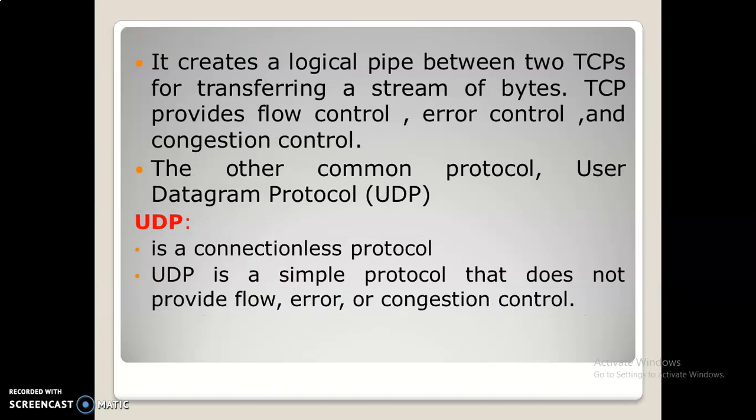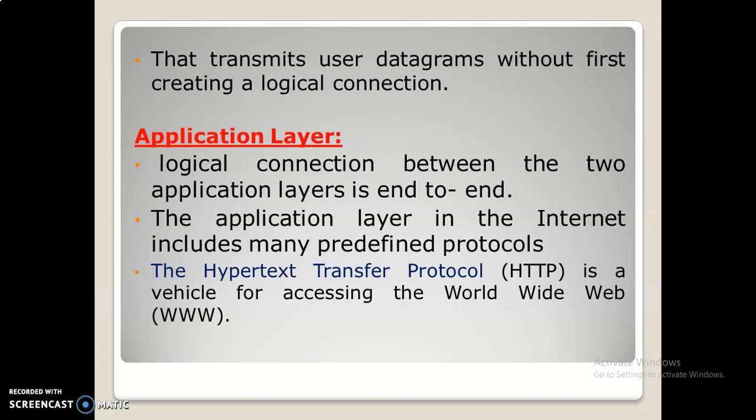Okay. The next layer is the application layer. The logical connection between the two application layers is end-to-end. You always know the application layer is a user support layer. It completely deals with user input. It has a user interface. The application layer in the internet includes many predefined protocols. One of the protocols is HTTP, Hypertext Transfer Protocol. With the help of HTTP only we can access the World Wide Web.